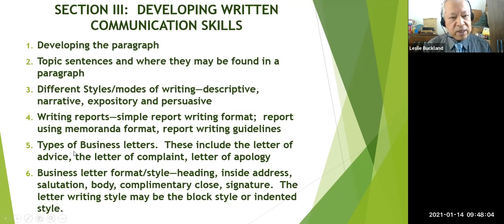We will also look at types of business letters. These include the letter of advice, the letter of complaint, and the letter of apology. Number 6, we will look at the business letter format or style, such as its heading, the inside address, salutation, body, complimentary close, signature. The letter writing style may be the block style or indented style.